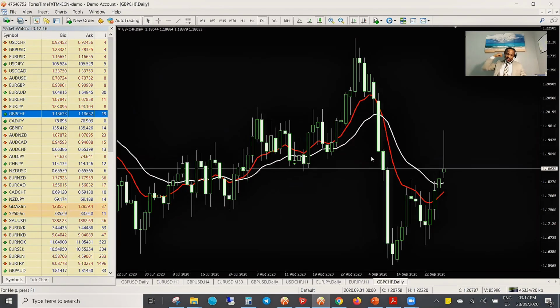Okay, look at this. This is interesting. What's the trend of this chart? This is GBP-CHF. Aha, I like this kind of chart. What's the trend of this chart?